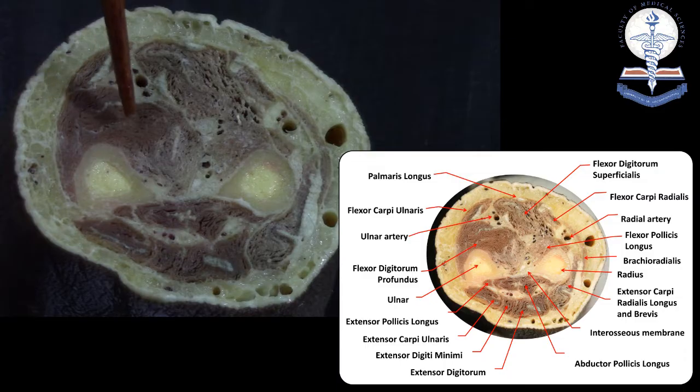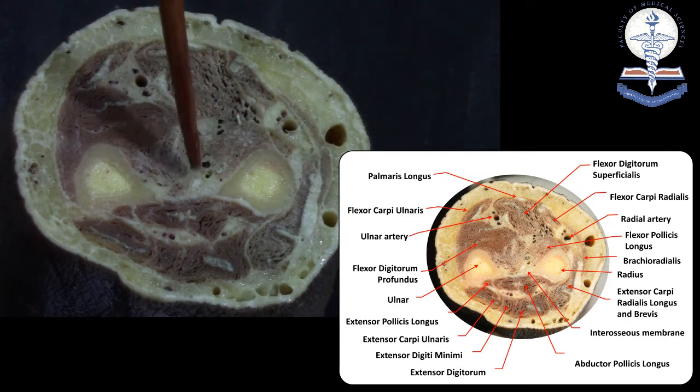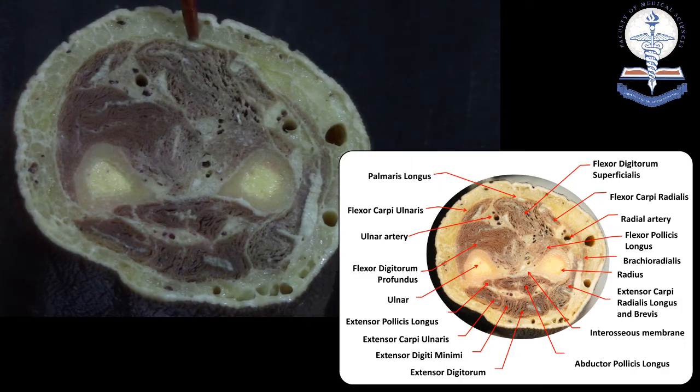So this is your flexor digitorum profundus muscle. This is flexor carpi ulnaris muscle. And here you will find a large muscle bulk. This is your flexor digitorum superficialis muscle. If you pay clear attention to this whitish colored structure, this is the palmaris longus tendon.